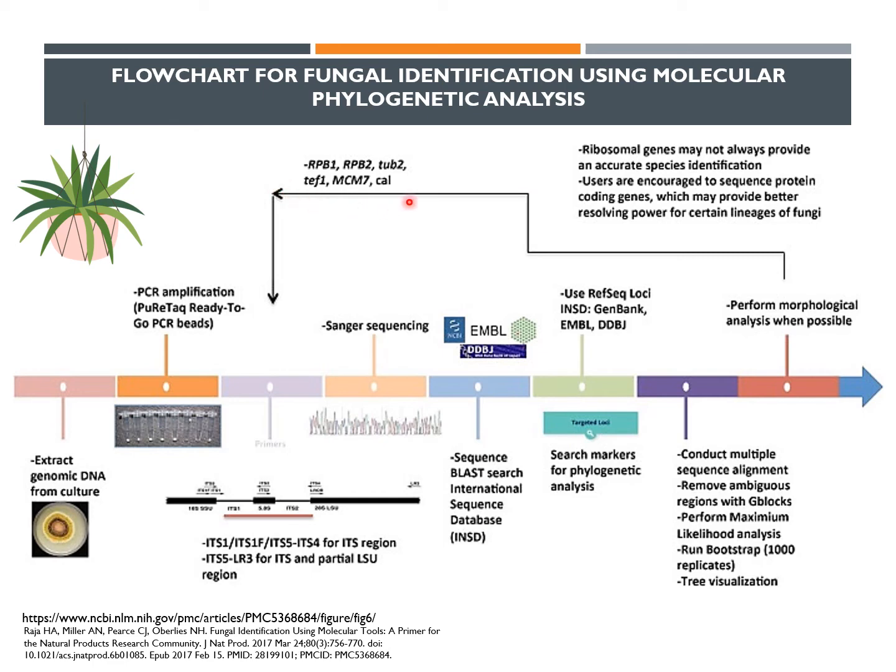And if you cannot make the conclusion, you can go back by changing the gene for fungal identification, like using protein coding genes like RPB1, RPB2, beta-tubulin 2, and MCM, something like that. However, you will also have to realize that ribosomal genes may not always provide an accurate species identification by using the ITS. So, users are encouraged to sequence protein coding genes, which may provide better resolving power for certain lineages of fungi.